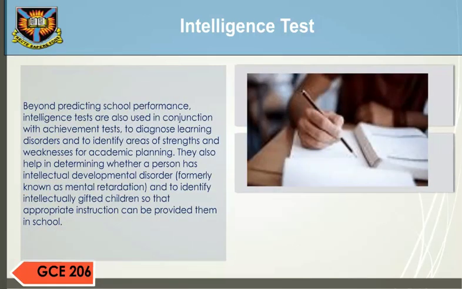Beyond predicting school performance, intelligence tests are also used in conjunction with achievement tests to diagnose learning disorders and to identify areas of strength and weaknesses for academic planning. They also help in determining whether a person has intellectual developmental disorder, formerly known as mental retardation, and to identify intellectually gifted children so that appropriate instruction can be provided for them in school.